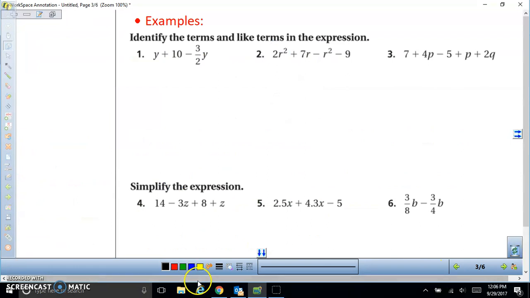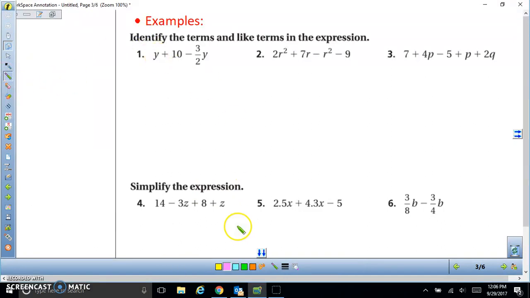So this is when we're going to need a highlighter. So grab a highlighter, and you're going to need to at least have 3 highlighters today. So pause the video, go grab some highlighters. Okay. We're going to identify the like terms. Again, like terms, if they are the same letter with the same exponent, they're a like term. If they have no letter, then they are like terms with each other.